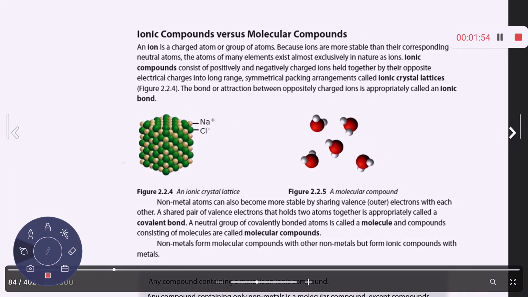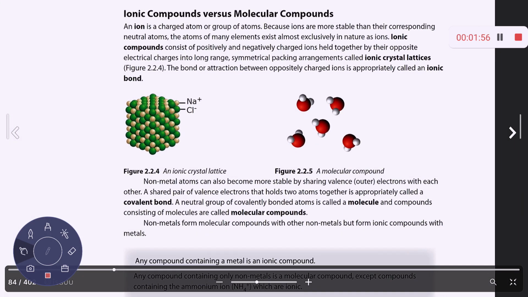Okay. The top of this page goes over the differences between ionic and molecular compounds. So ionic compounds are made of ions. Ions are charged atoms or groups of atoms. So let me give you an example. Na+1 and Cl-1 would be examples of ions. You could actually have the hydroxide ion, which is OH-1, or the phosphate ion, which is PO4-3. That would be a group of atoms with a charge.